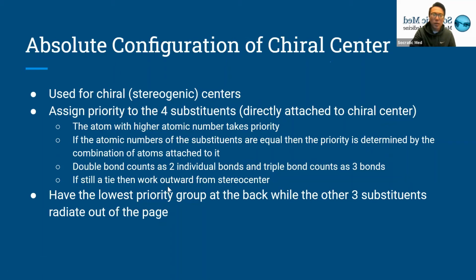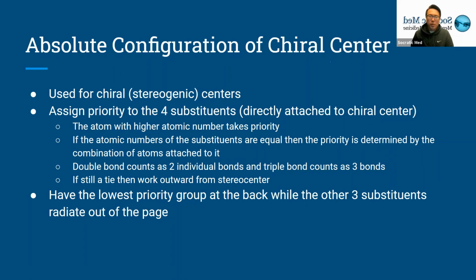If a carbon is double bonded to another carbon, then you have to count that as 2 single bonds to a carbon. And for triple bonds, same thing. If a carbon is triple bonded to another carbon, then you have to count that as 3 single bonds to a carbon when counting priority. And likewise, if it's still a tie, to determine the priority, you have to keep working outwards from the stereocenter. So consider the other atoms attached to that carbon.